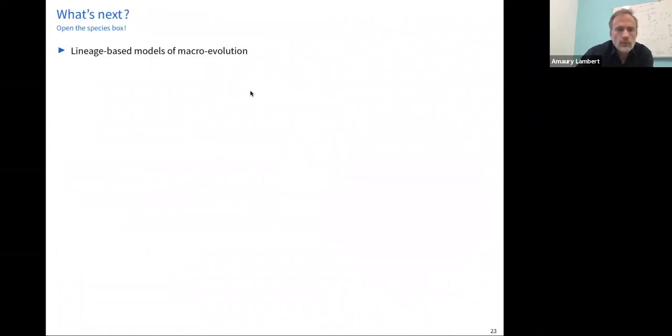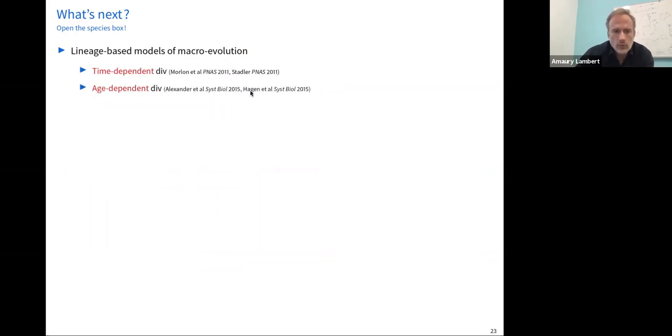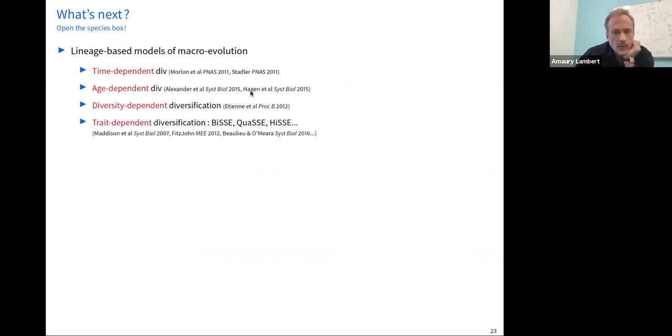All right, so these lineage-based models of macroevolution are very popular. There are all sorts of such models. So I showed you the time-dependent models. I showed you an age-dependent example. There is also well-known work on diversity-dependent diversification, where the rates depend on N.